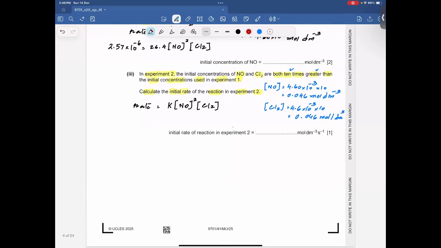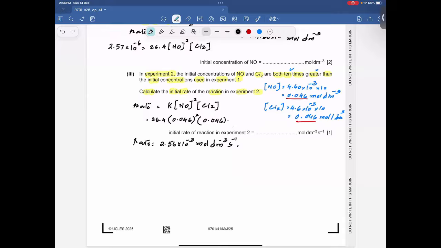I'm going to put these two values in the rate equation. So K is 26.4. The concentration of NO is 0.046 square, and the concentration of chlorine is also 0.046. So the rate of reaction from here is going to be 2.56 times 10 to the power minus 3. And the unit of rate is going to be mole per dm cube and second inverse. And that's the answer, guys.